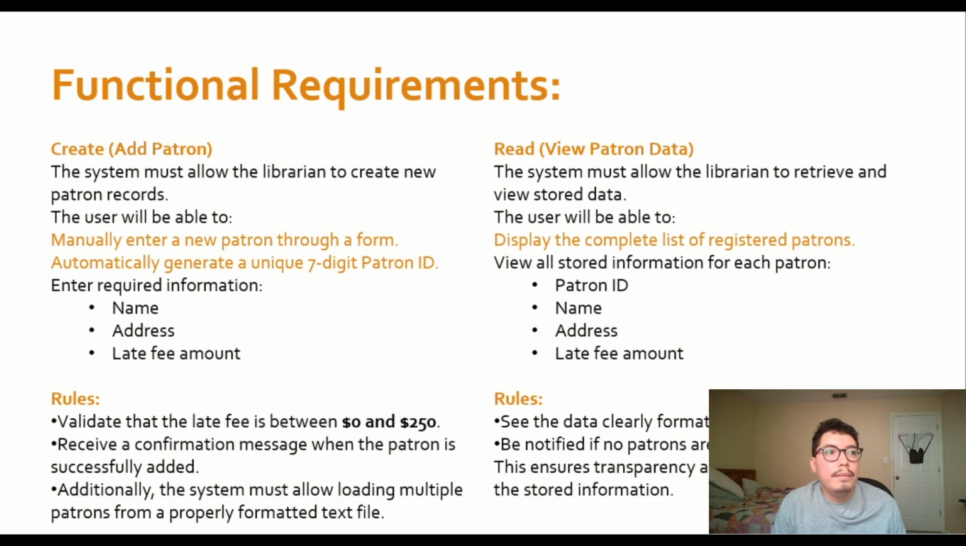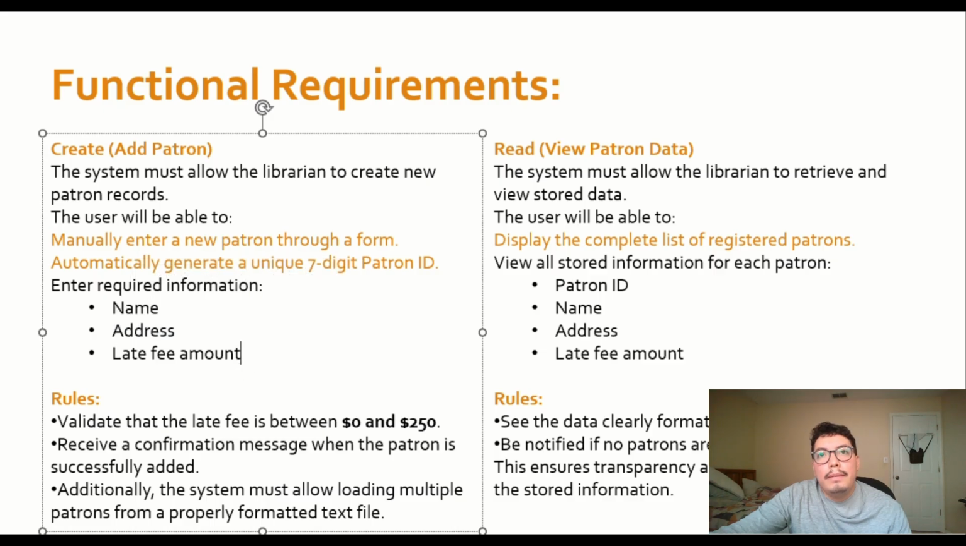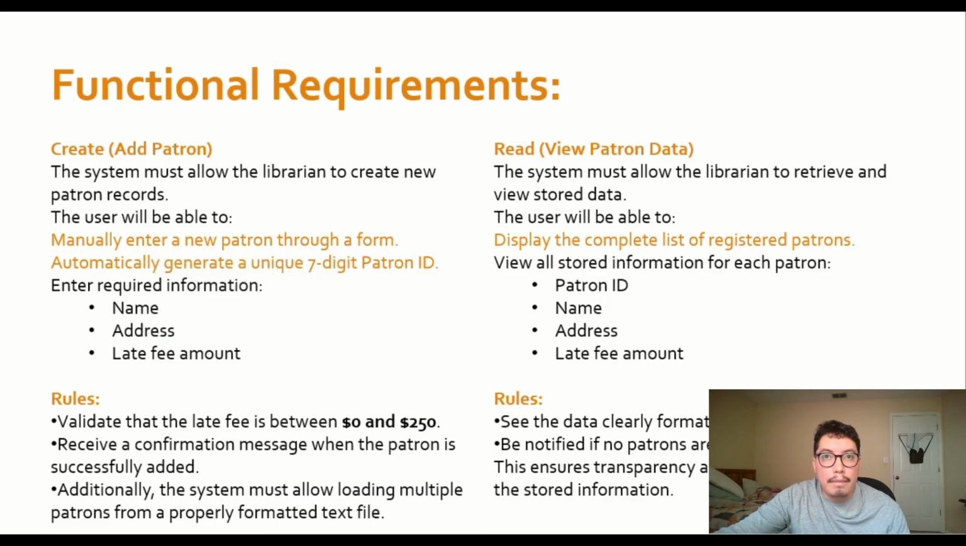In the functional requirements, we're going to define the functional requirements of the system, so each part of the CRUD, which means create, read, edit, and delete. In the create part we have name, address, and late fee amount. Also the rules: each ID should be generated automatically and should not be repeated. And the valid fee is between $0 and $250.